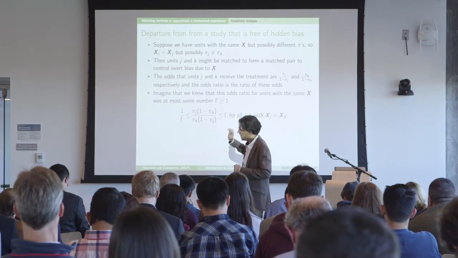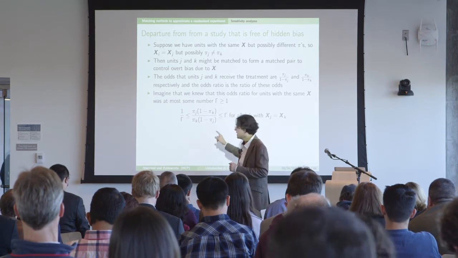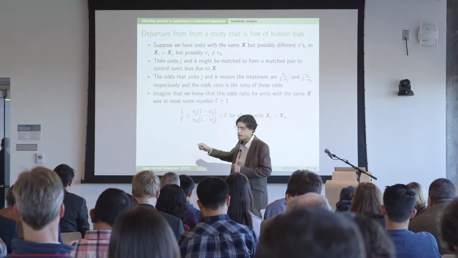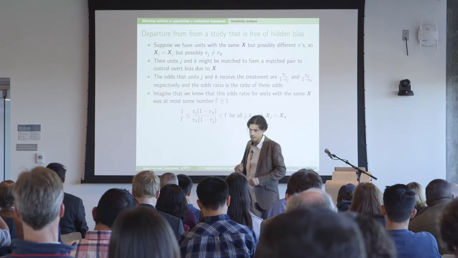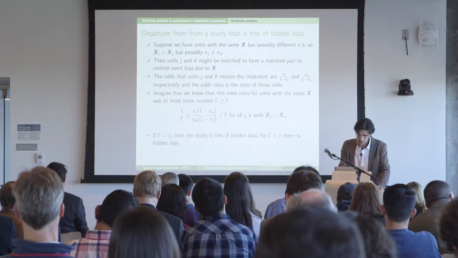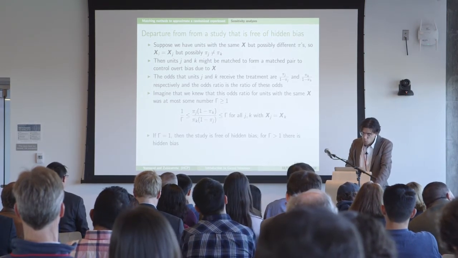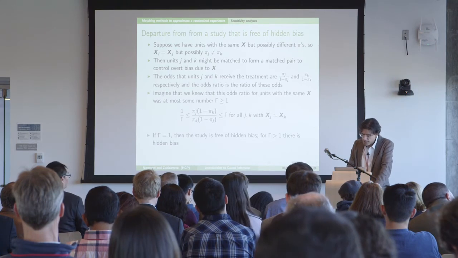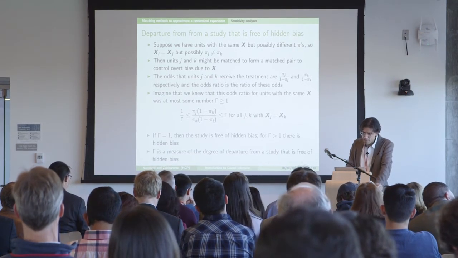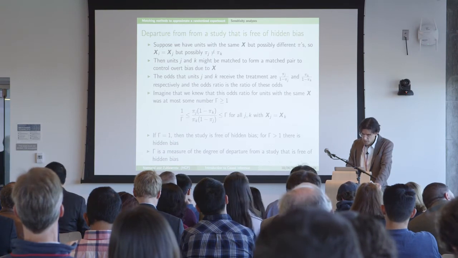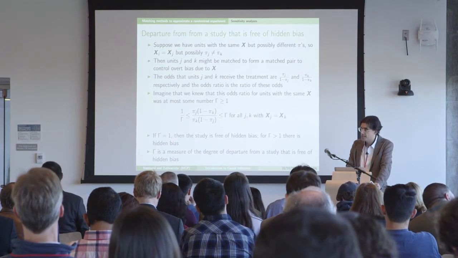So our results are going to be robust to hidden biases if it takes a very big gamma to explain away my significant effect estimate. So if gamma is equal to 1, then the study is free of hidden bias, and for gamma greater than 1, there is hidden bias. So gamma is a measure of the degree of departure from a study that is free of hidden bias.